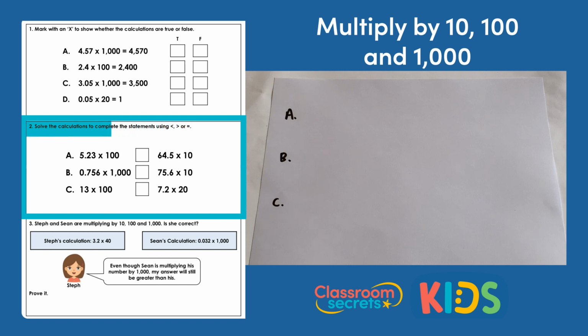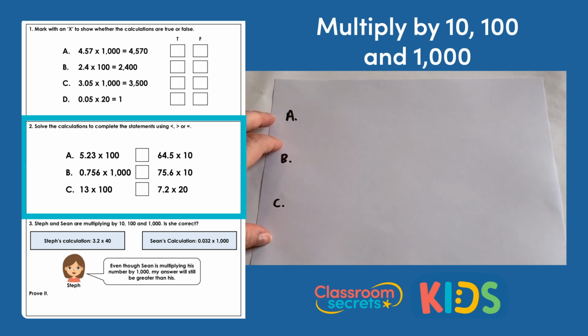Question 2 says, solve the calculations to complete the statements using less than, greater than, or equal to. So we've got 3 pairs of calculations there. We've got A, B, and C. And on the question, we need to put a less than, greater than, or equal to symbol between them. So A is 5.23 multiplied by 100 and 64.5 multiplied by 10.